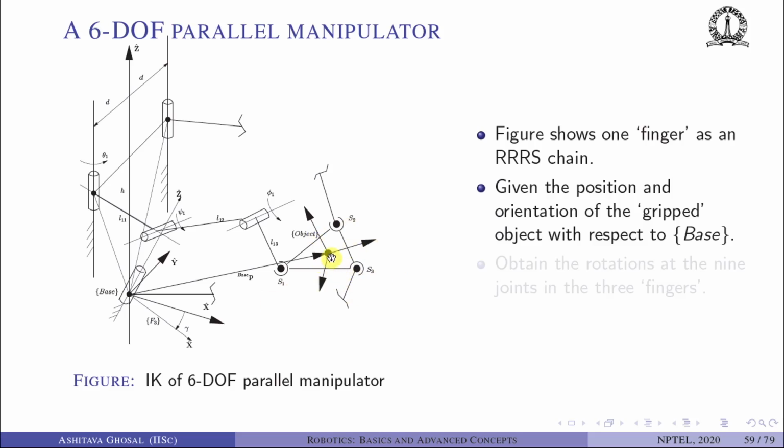So we are given some point on the gripped object, as we were looking at, the centroid of the triangle formed by this, and the x, y, and z. x was along S1 to S2, z was perpendicular to this, and so on, the normal to the plane. So the orientation of this plane and the centroid of this triangle is given to you. What do we need to find out? We have to find out the angles theta 1, psi 1, and phi 1. Likewise, we have to find out theta 2, psi 2, and phi 2, and theta 3, psi 3, and phi 3. We need to find out all the joint angles.